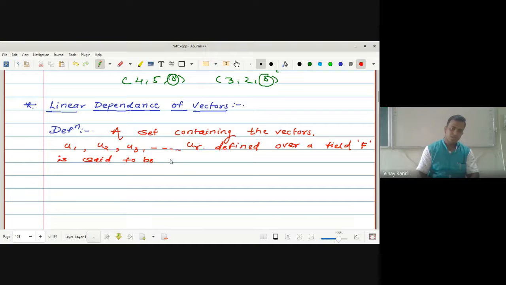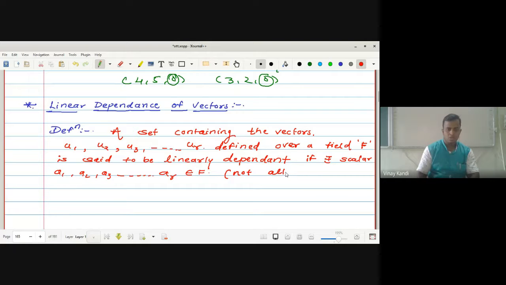Is said to be linearly dependent. Okay, all such sets are said to be linearly dependent if there exist scalars a1, a2, a3, up to so on, ar. These are elements belonging to the field, that is, the scalars, not all zero. At least one of them must be non-zero. Either a1 is not zero, a2 is not zero, or so on, but not all the scalars from the field are zero.